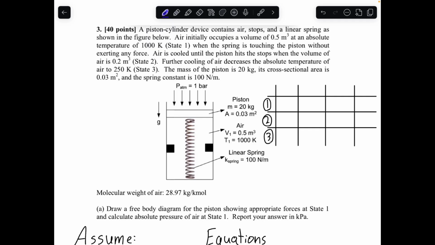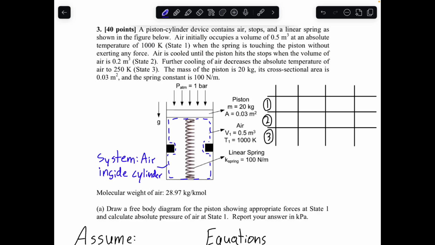So first we have to choose our system here, and there's actually a few different options. What I think makes sense here is to choose the system as just the air inside this piston cylinder device. So I'm going to write that our system here is just going to be the air inside the cylinder.